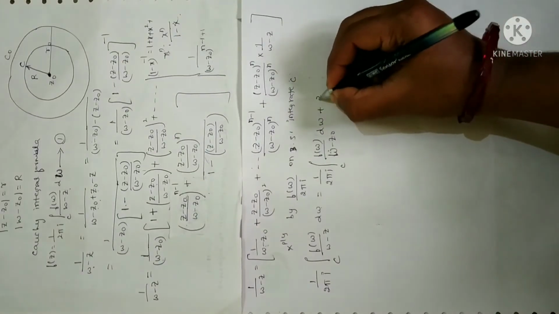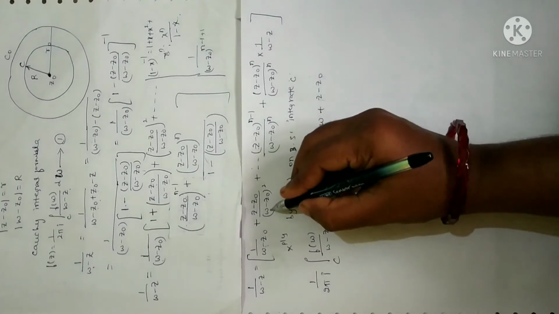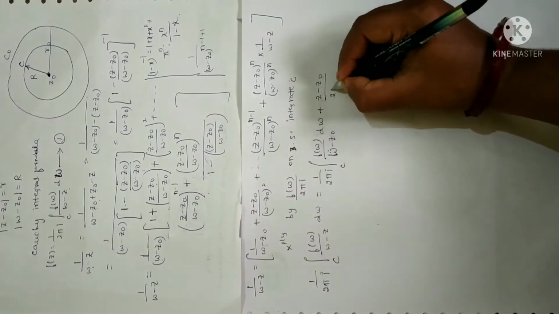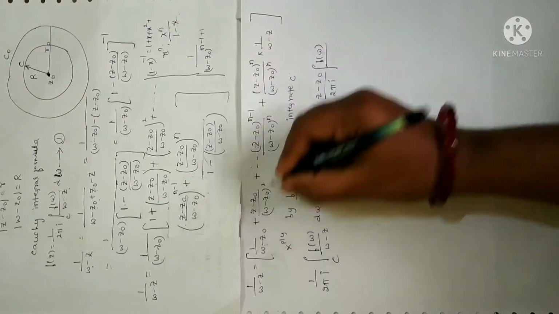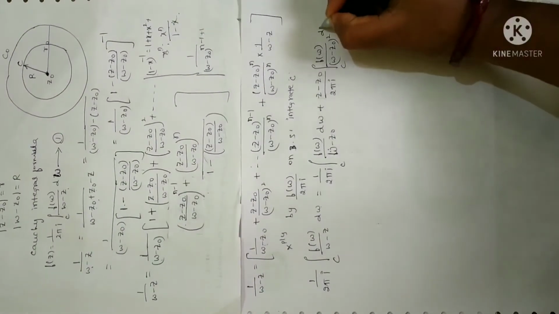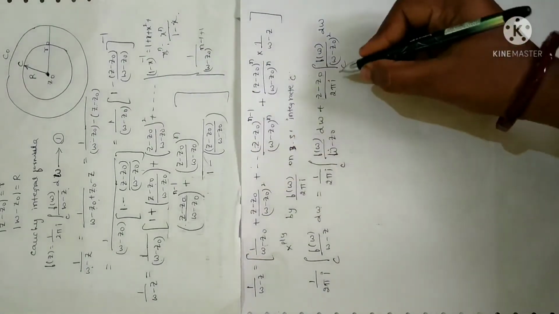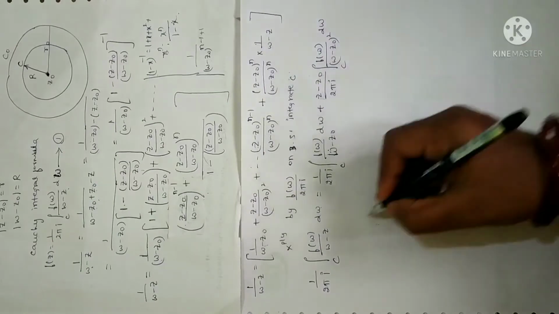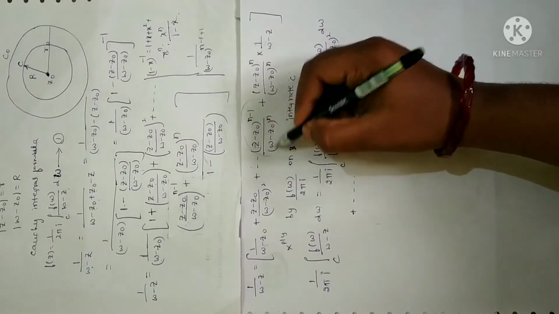Similarly, for the second term, z minus z naught is constant. Why? Because we are integrating with respect to w. Divided by 2 pi i, integral over the curve C, multiplying with f of w divided by w minus z naught the whole square, into dw. Fine. So for the next term also you will be getting the same terms.